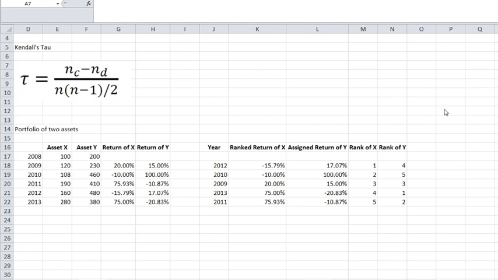Hi everybody. Today we will look at another alternative way to look at and measure correlation between two different variables. In our case, we have returns of asset X and asset Y. Kendall's tau, also known as Kendall's correlation measure, or Kendall's rank correlation.